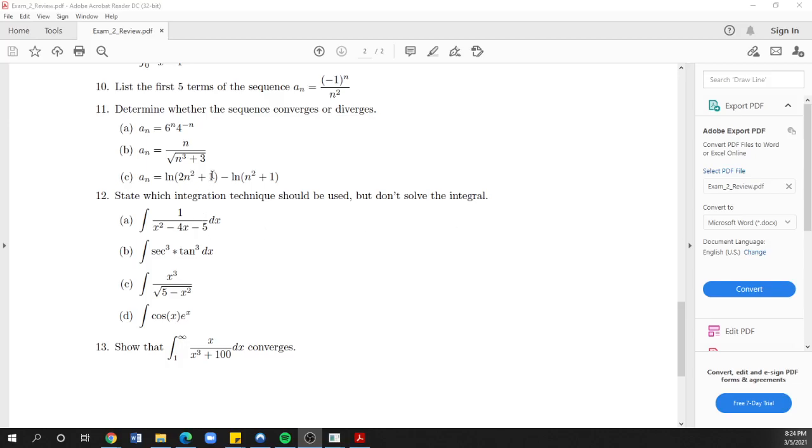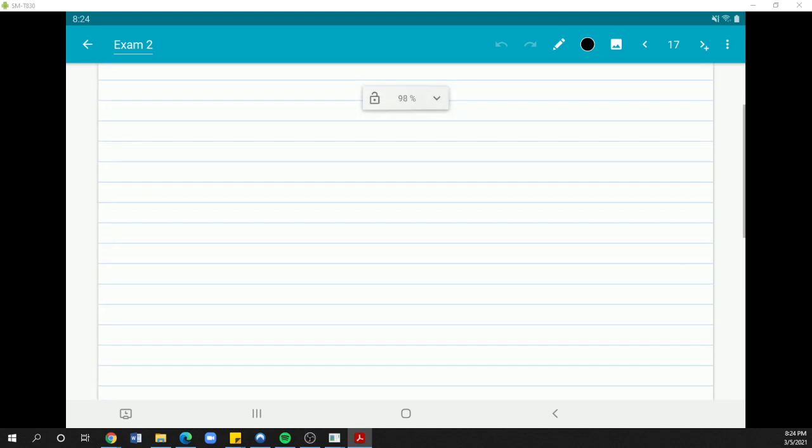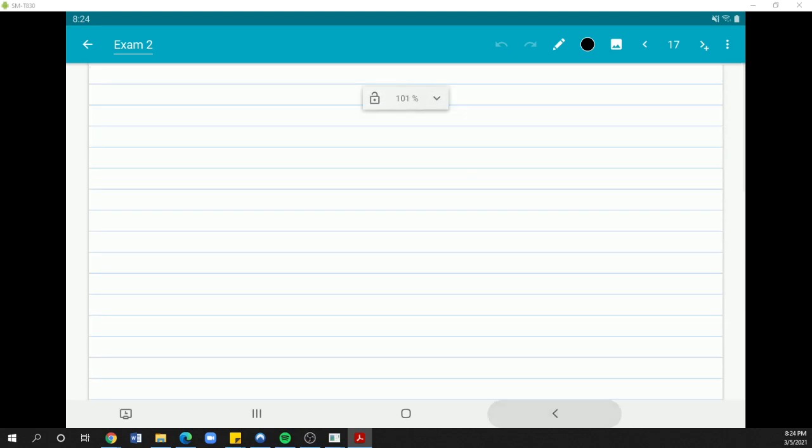All right, time to move on. Number 11, we're going to determine whether the sequence converges or diverges. So let's see. Number 11. So what do we have? We want to see whether the sequence converges or diverges.